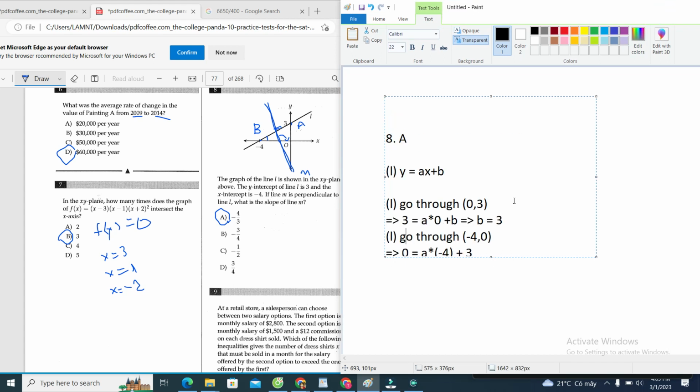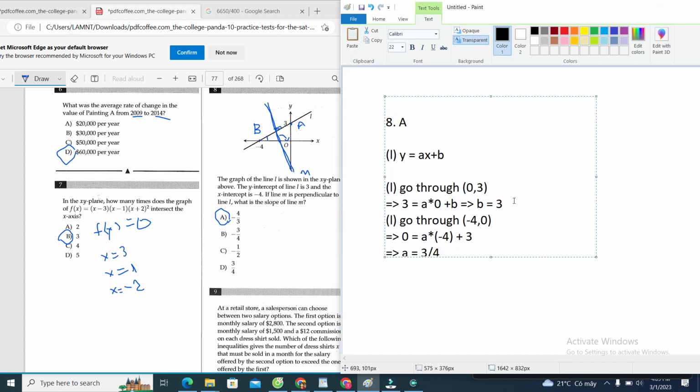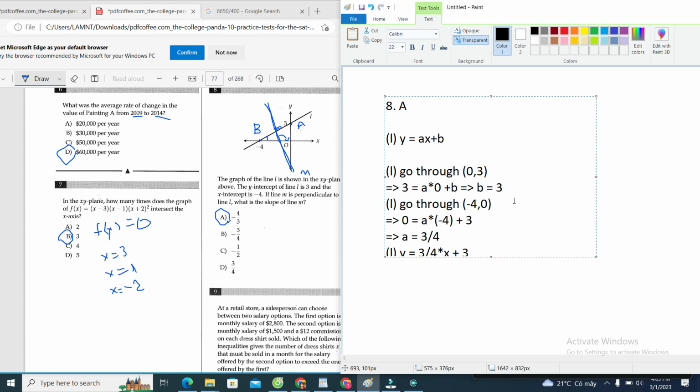Okay. So first of all, L is y equal to ax plus b, and L goes through (0, 3). Here (0, 3) is point A. So we plug 0 in for x and 3 in for y. So 3 is a times 0 plus b, so b is equal to 3.